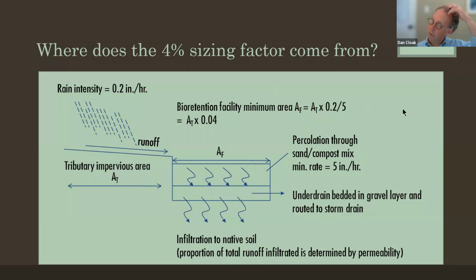So here we go. Here's the 4% sizing factor slide. This here is the criterion, which was one of the criteria being referenced in the MRP. It's in C3D, and it's in the same language as in E12. It was developed in the 1990s in LA before it became sort of a statewide standard.